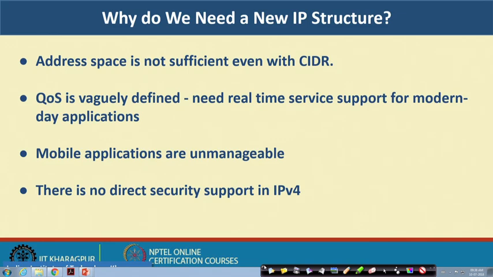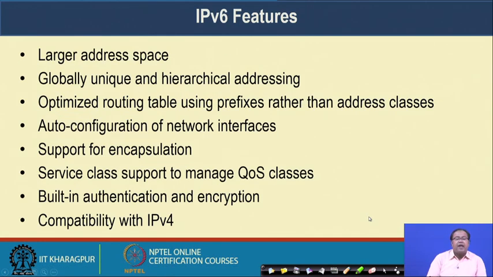Because there is no integrated support in IPv4 itself for this kind of application QoS, security, and mobility, the entire protocol became too complex and unmanageable for a large internet. Because of these reasons, we require a new IP structure, and we gradually move towards IPv6.